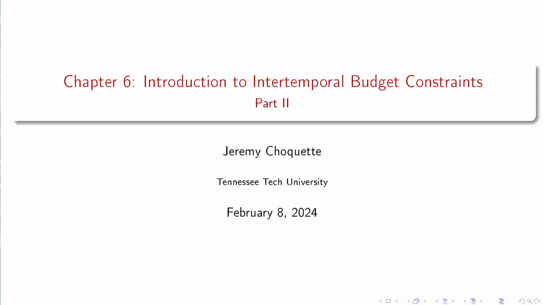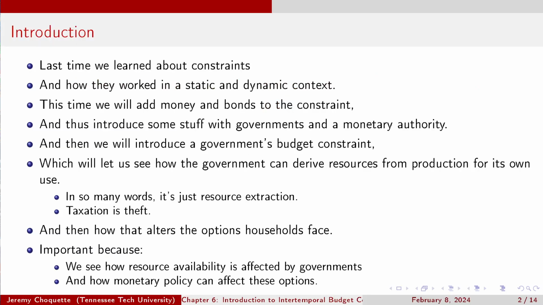Welcome back. We're now dealing with part 2 of chapter 6, where we're going to be looking at more stuff with intertemporal budget constraints. Last time we learned about what a constraint was and what a static and a dynamic constraint were. Here we're going to add money, bonds, and then government spending into the constraint. So we're going to introduce a government and then a monetary authority. The point of all of this is to let us see how the government's choices can take resources from production for its own use.